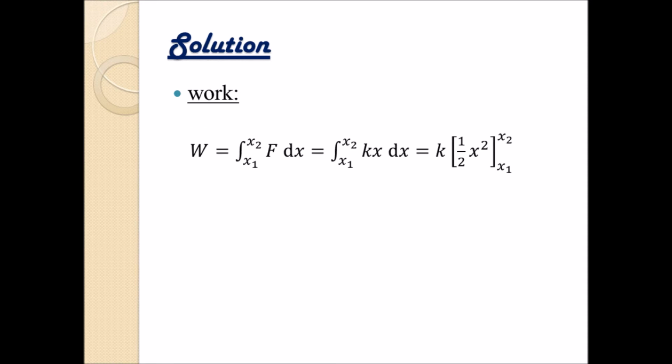And the solution to this is rather simple, because then the work is simply K times 1/2 x squared in the boundaries between x1 and x2, which means nothing else than that the work W equals K divided by 2 multiplied with (x2 squared minus x1 squared).